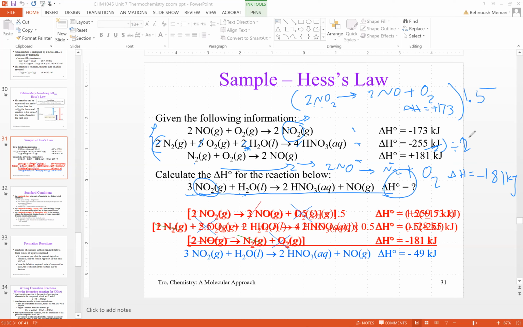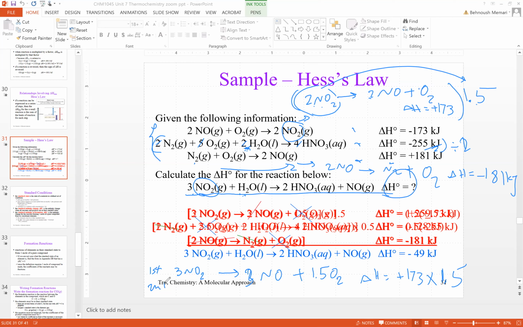So if I multiply, my first reaction is going to change this way. 2 times 1.5 is going to be 3NO2 yields 2 times 1.5, or 3NO plus 1.5 O2. And then delta H is going to be plus 173 times 1.5. That's the first reaction. Second reaction, we said we are going to divide everything by 2.